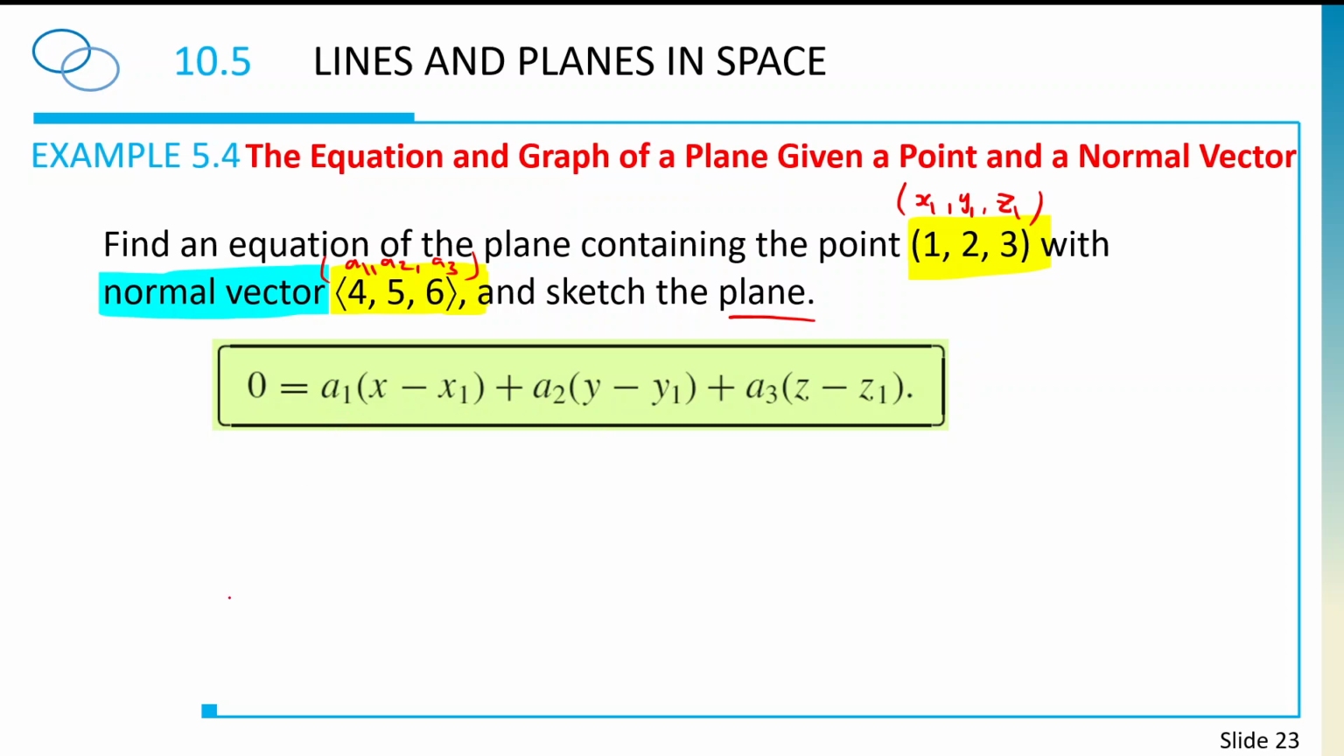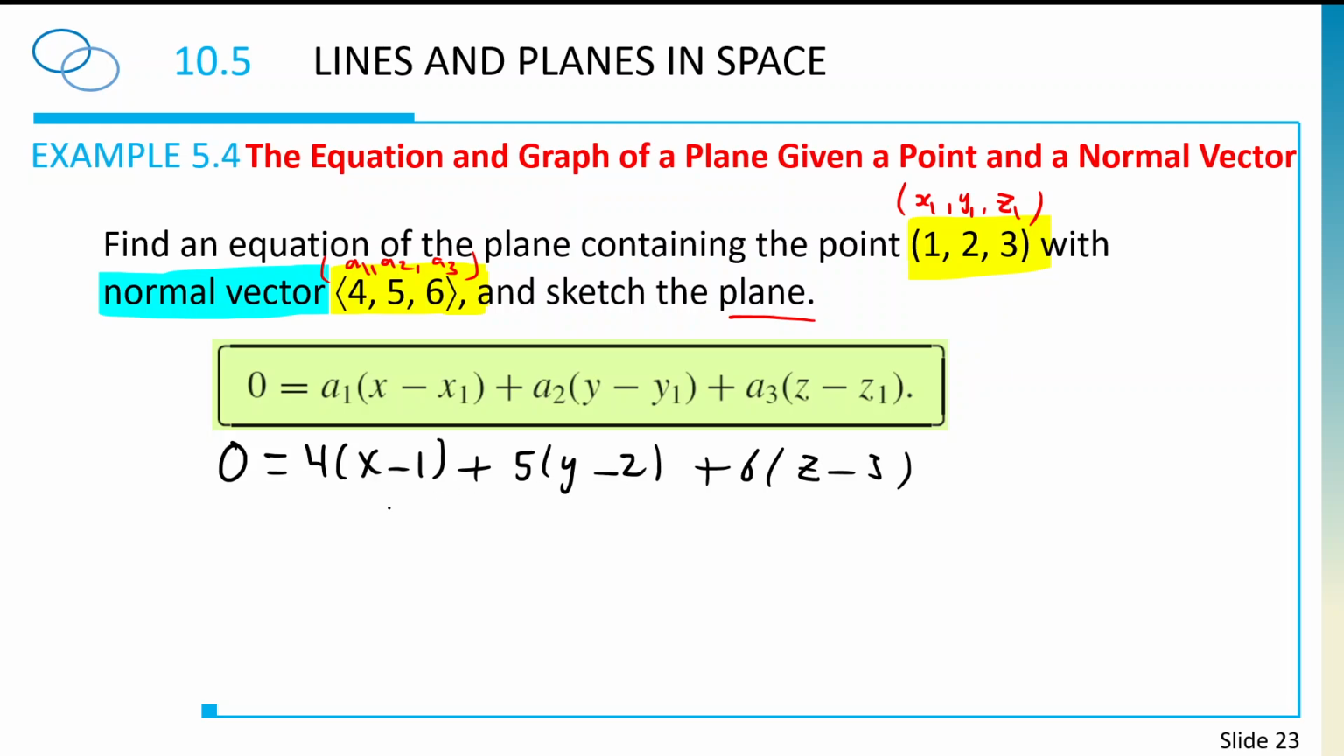Okay, this is the general form. I need to apply only this general form. There's nothing else we can do. Very simple. So let's apply. 0 equals a1 is 4, times x minus x1 which is 1, plus a2 is 5, times y minus y1 which is 2, plus a3 is 6, times z minus z1 which is 3.